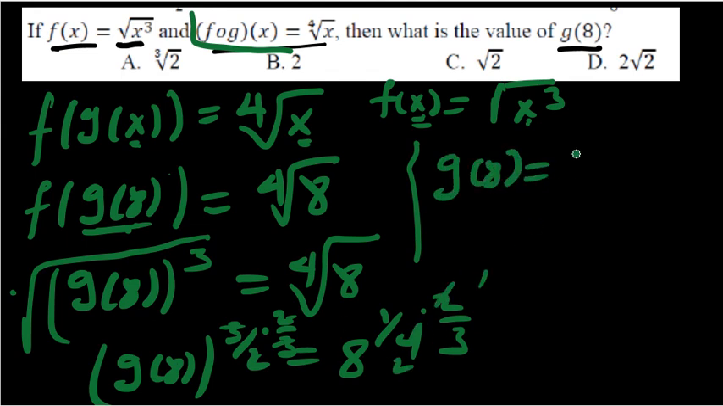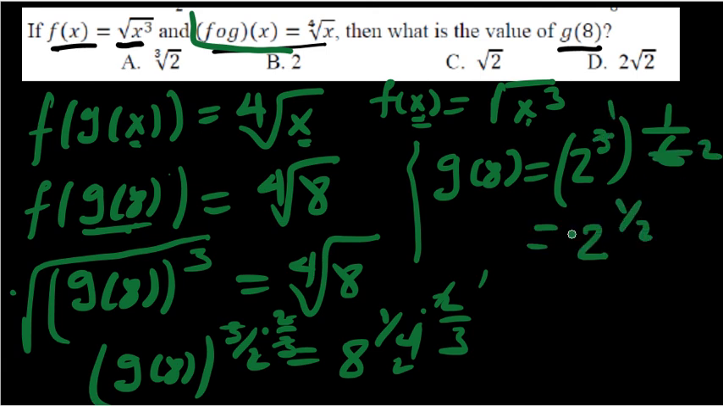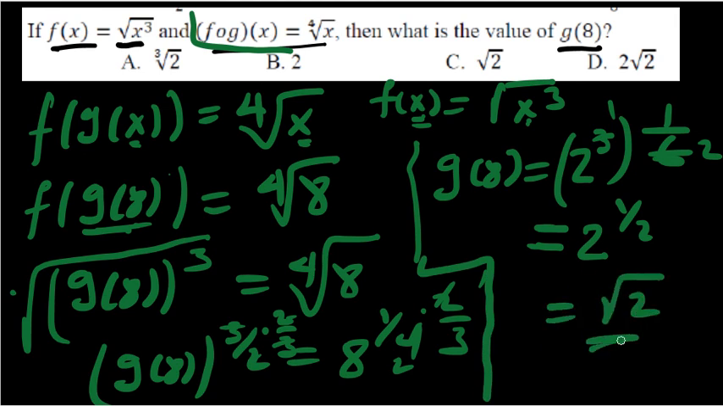So 8 means 2 cubed, the whole to the power of the outer exponent, 1 over 6. When you multiply 1 over 2 times 1 over 3, it will be 1 over 6. Then by 3 1, this by 3 2. Therefore it leaves 2 to the power of 1 over 2. This is g of 8. Still we are doing it for g of 8. So 2 to the power of 1 over 2 means radical 2. So the answer is found in C. That's it.